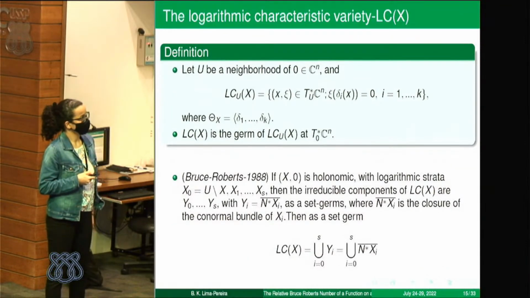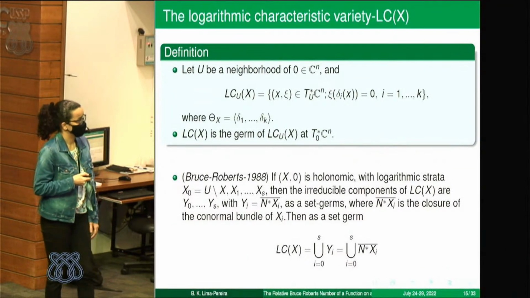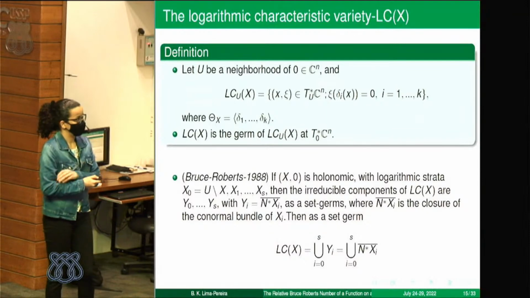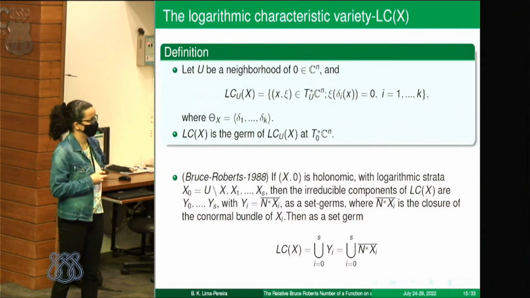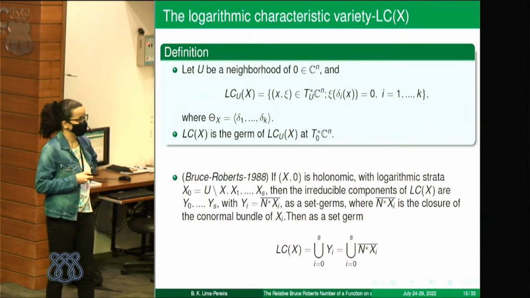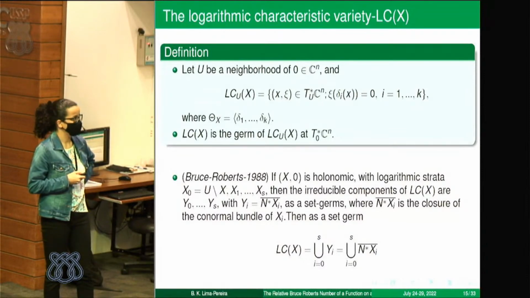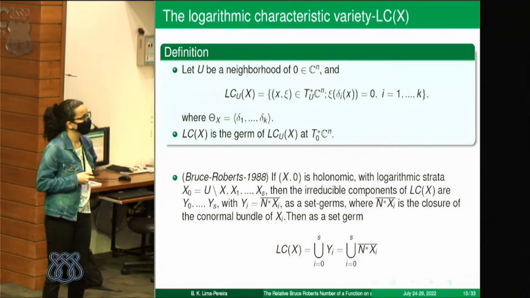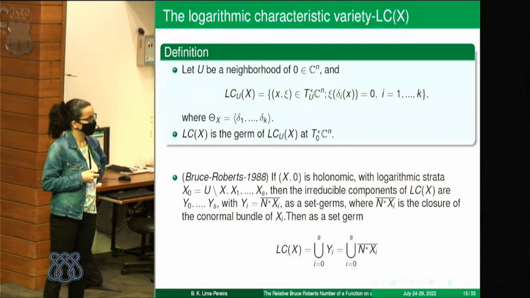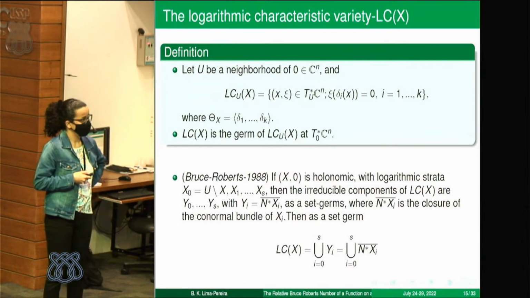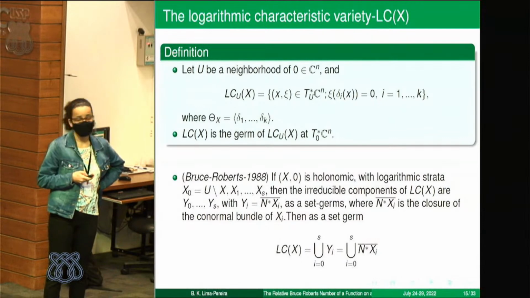And now, an observation about the LCX. If a variety X is holonomic with logarithmic strata X0 to Xs, then the irreducible components of LCX are Y0 to Ys, with Yi equal to the closure of the conormal bundle of Xi. And this equality is as set germs. So, as a set germ, LCX is equal to these unions, okay?